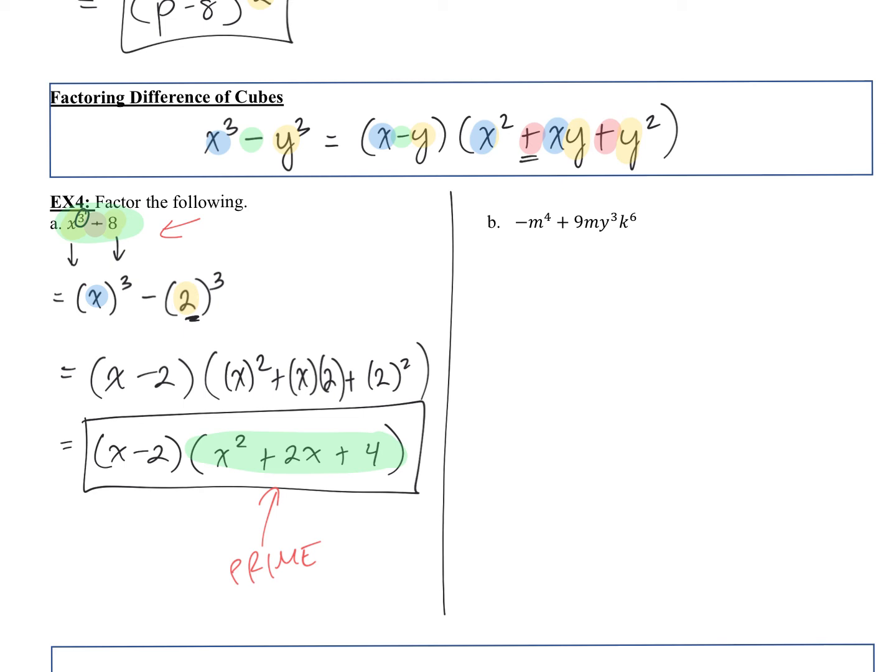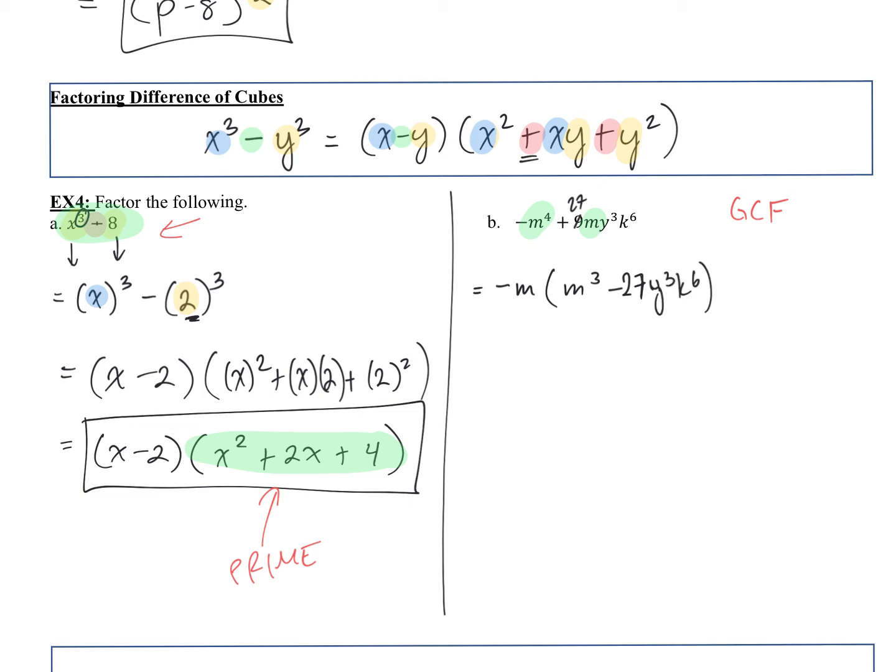I just know this is a binomial, but off the bat, I really wouldn't say this looks like a difference of cube. But as usual, always remember to take out the greatest common factor in the beginning whenever you're factoring, before you do any of the special factoring methods. So let's see what we can take out. Well, they both share an m. But other than that, they don't really have anything else in common. So I'll factor out a negative m. And then I have m cubed minus 9y cubed k to the 6th.